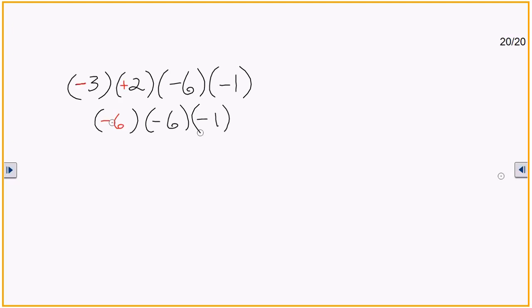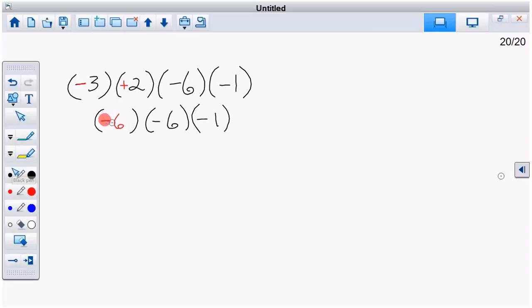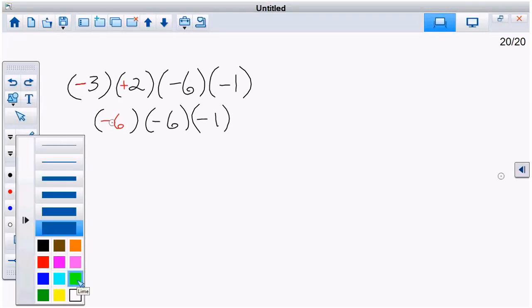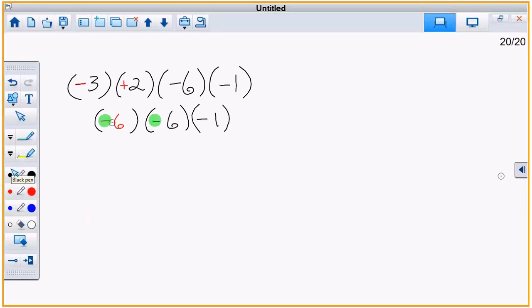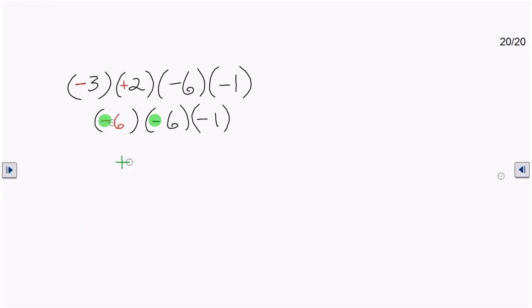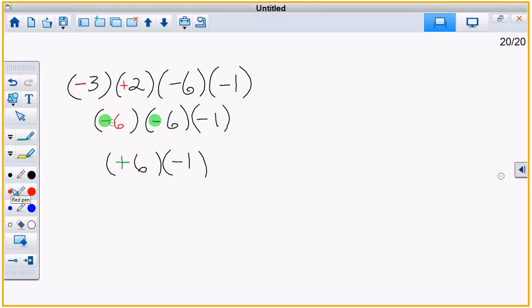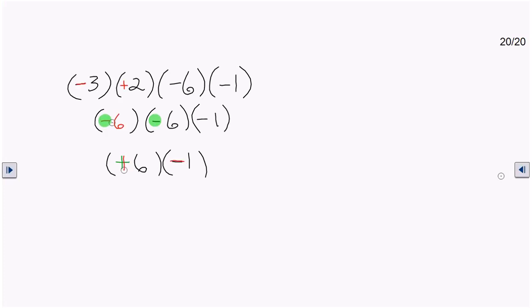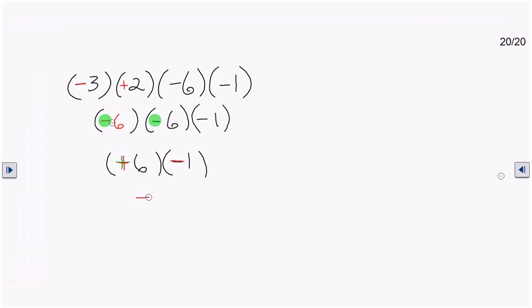Now I'm going to multiply -6, and I'm going to take the highlighter, and I'm going to highlight, sorry, I thought I had green. There we go. That's like signs, so that 6 times 6 is going to become a +6 because I've got like signs, and then -1, and here I've got a negative and a positive. So I've got unlike signs, so my final answer is going to be negative 6.